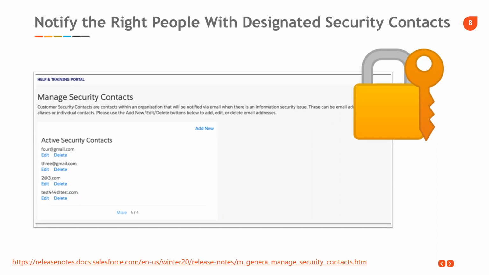So Salesforce now allows you to designate these security contacts for your Salesforce organization. If an information security incident impacts your Salesforce org in any way, these contacts are automatically notified via email. The way you set this up isn't actually within your Salesforce organization, so you don't go to setup to set this up. You actually will go to Salesforce help using your login credentials. And in that help portal, you'll be able to set these people up and add people to your security contact list.